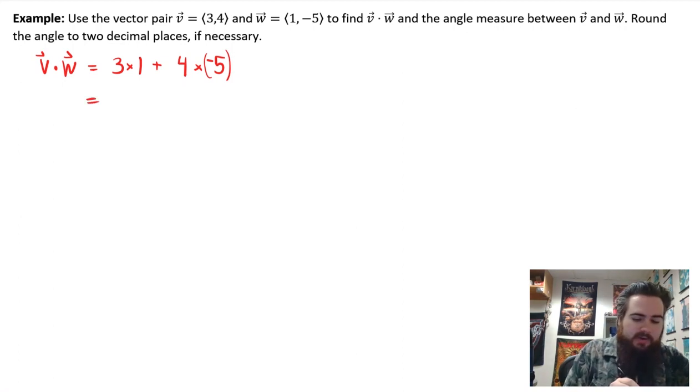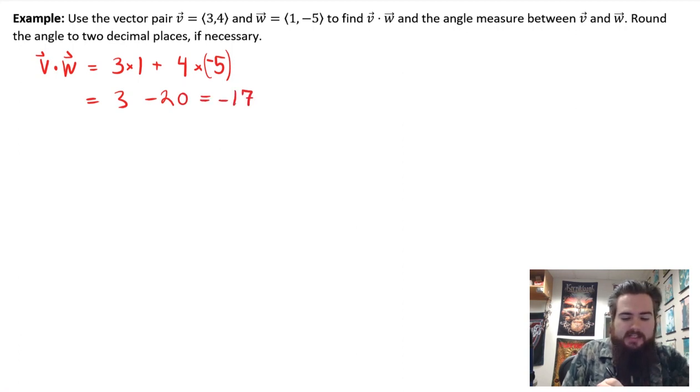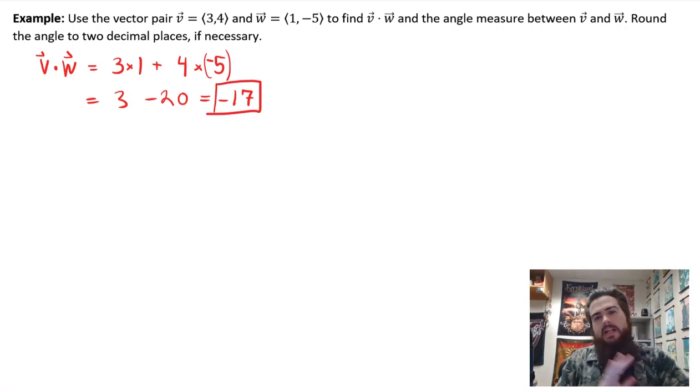That gives us 3 times 1 is 3, 4 times negative 5 is negative 20, and that gives us a dot product of negative 17. Now that's all there is to it to calculate the dot product using the components. But we are also tasked to find the angle measure between v and w, for which we will use the geometric interpretation of the dot product.